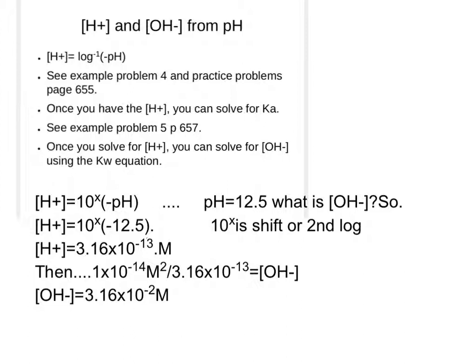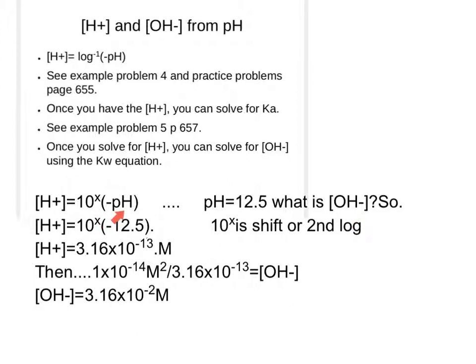Once you have the H plus, you could then solve for Ka, or you could also solve for OH, and that's what we've done down here at the bottom. So here's our problem, and it says that we've got a pH of 12.5. What is the OH negative concentration? Remember, the brackets mean moles per liter.